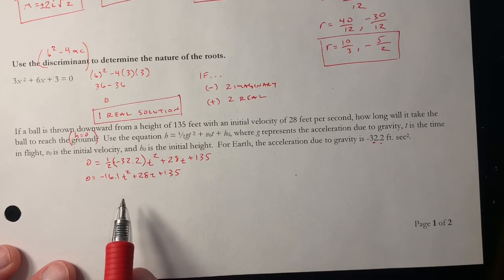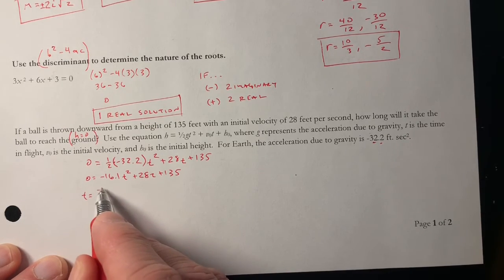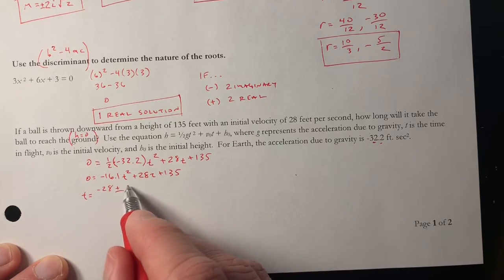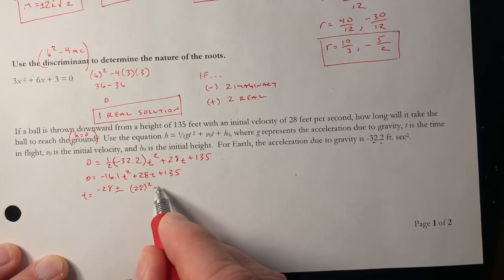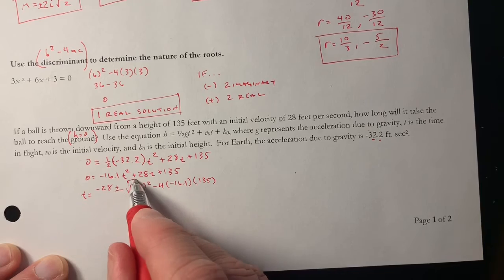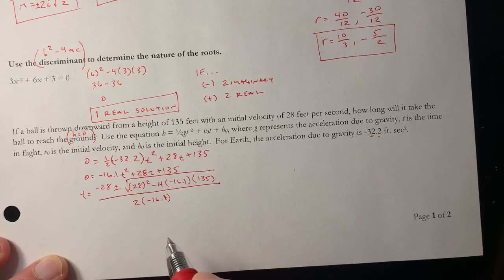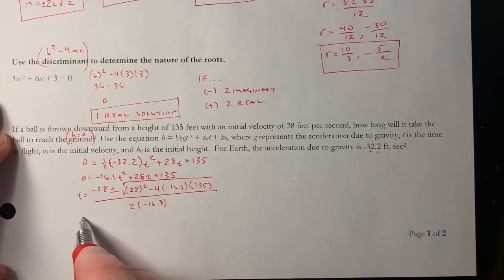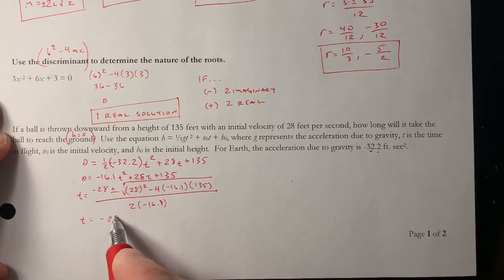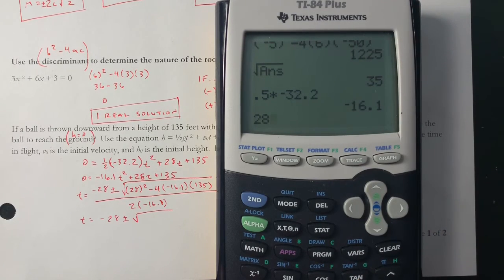To me, it looks like the easiest way to solve this one is going to be the quadratic formula. So we've got t equals opposite of b is 28, opposite is negative 28, plus or minus the square root of b squared, so that's 28 squared, minus 4 times a, negative 16.1, times c, 135, all over 2 times a, 2 times negative 16.1. Okay, so let's simplify a little bit. Negative 28 plus or minus the square root of 28 squared minus 4 times negative 16.1 times 135.